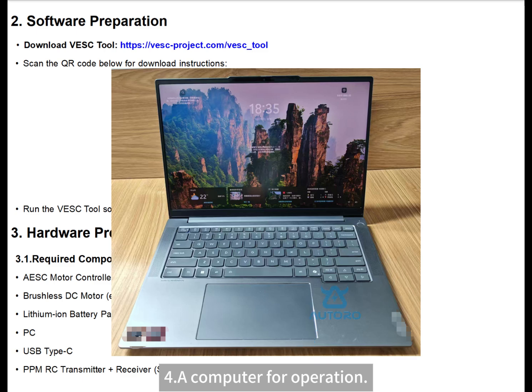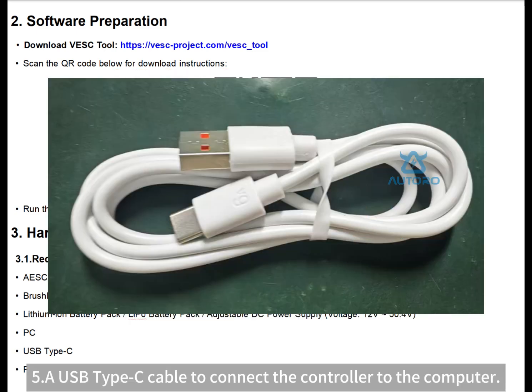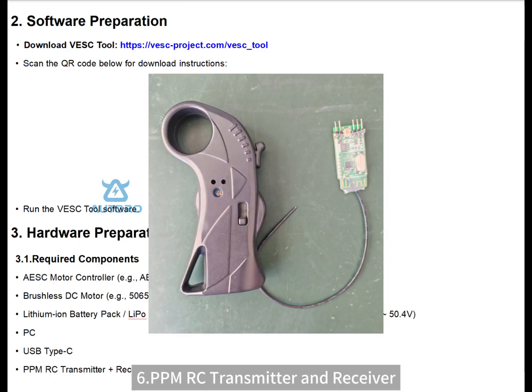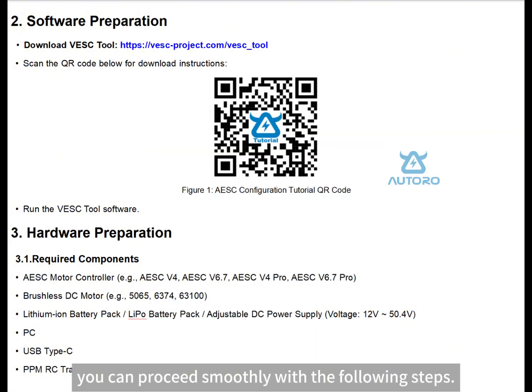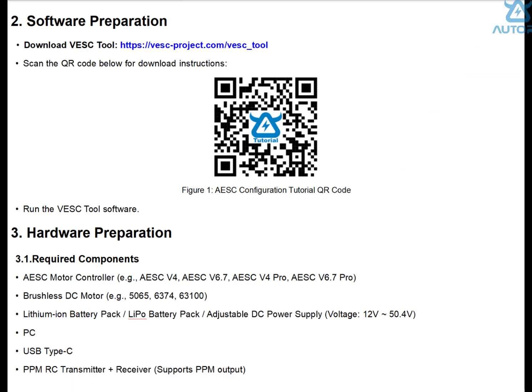4. A computer for operation. 5. A USB Type-C cable to connect the controller to the computer. 6. PPM RC transmitter and receiver. Once you have these items ready, you can proceed smoothly with the following steps.